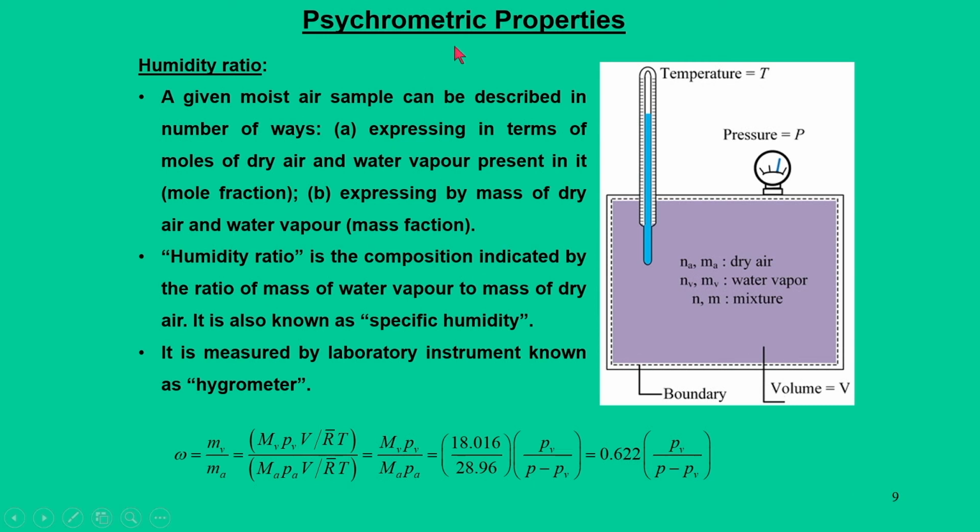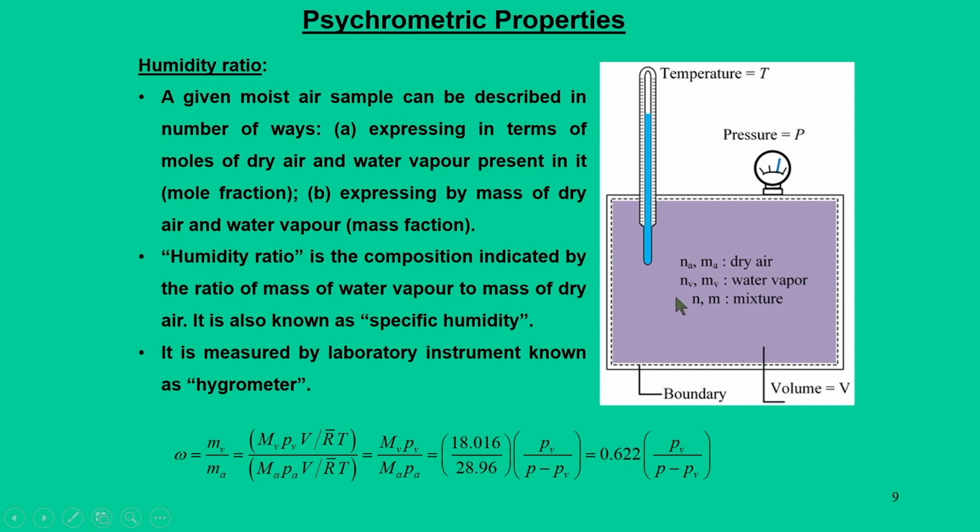Next thing we will move into psychrometric properties. The first property that we are going to discuss is the humidity ratio. If you recall our analysis, we have moist air having certain compositions: Na and Ma are the number of moles and mass of the dry air, Nb and Mb are the number of moles and mass of water vapor, and N and M are the moles and mass of the mixture. They are kept in a container.